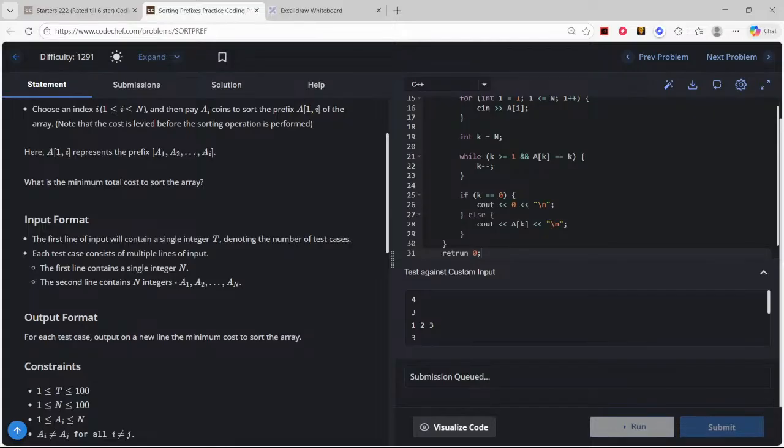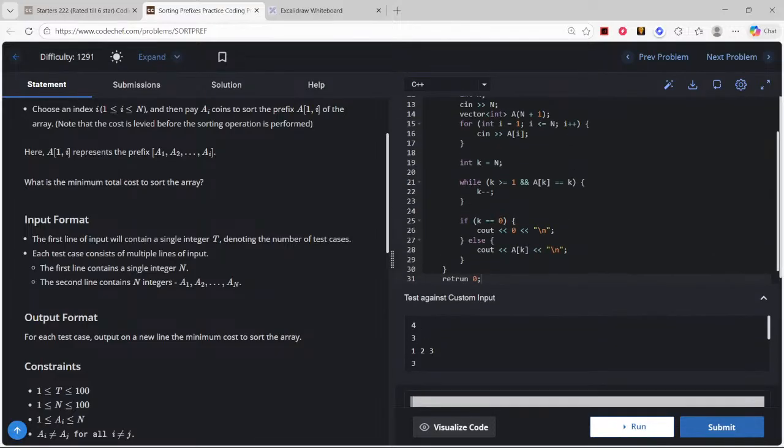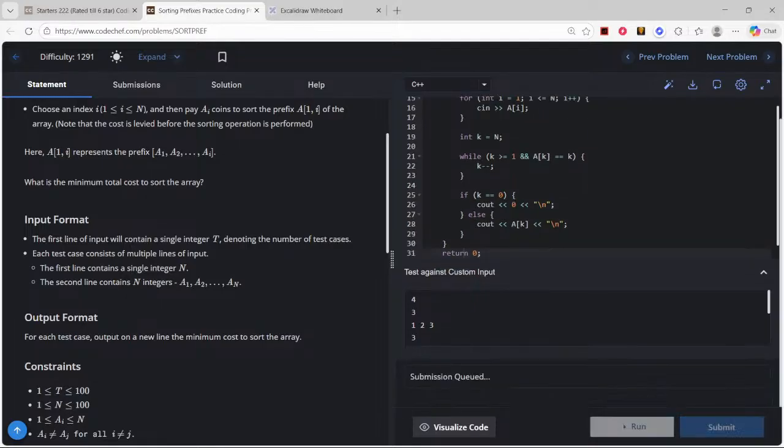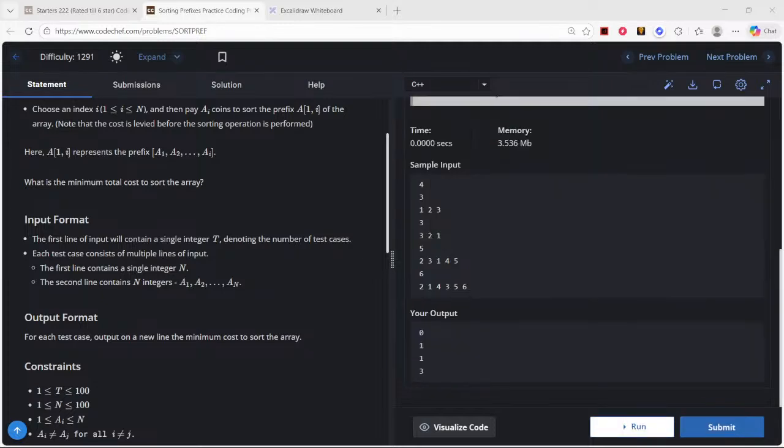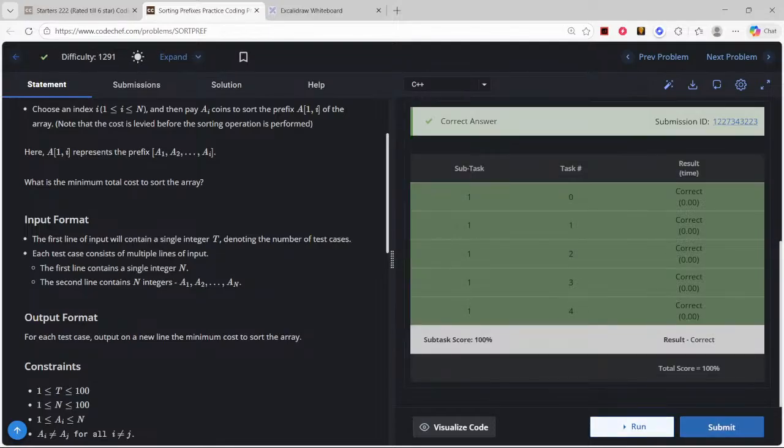Let's see. It was 0. Okay. Now you can see, submit. Right, this one is done.